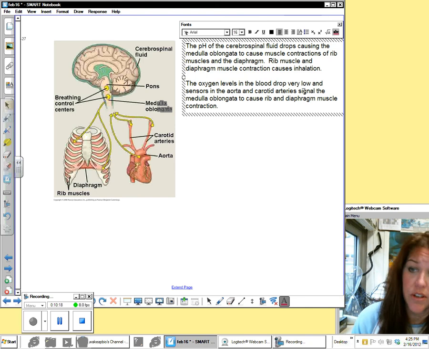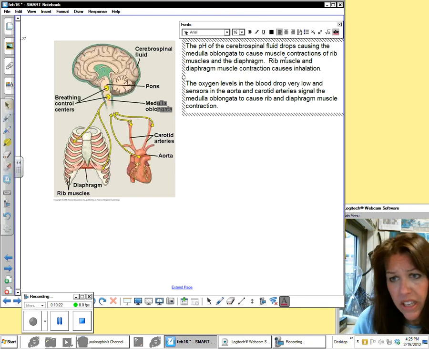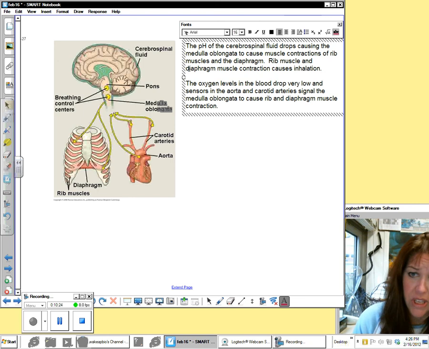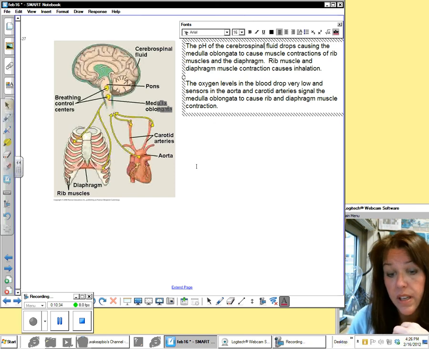And then what are your carotid arteries? And what does the pons do versus the medulla oblongata, even though they're all structured right here? And what is cerebral spinal fluid? So there's all kinds of leaves you can add to this. Enjoy.